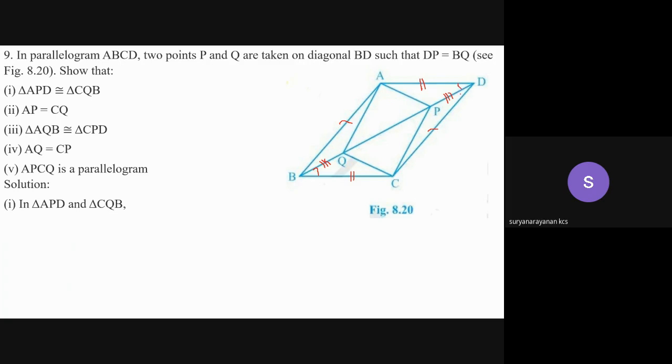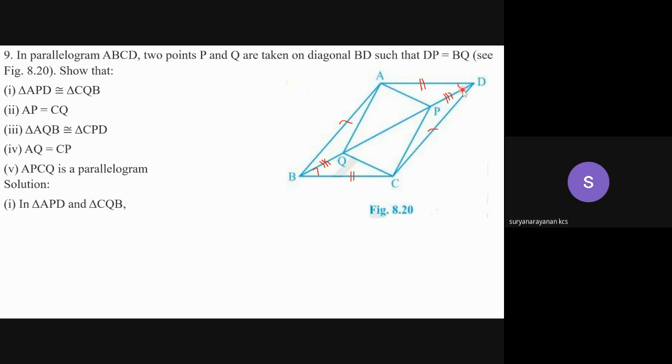Because they are alternate interior angles. Yes or no? Yes, sir. They are alternate interior angles. Do you remember that property? If two lines are parallel, here AD and BC are parallel lines.